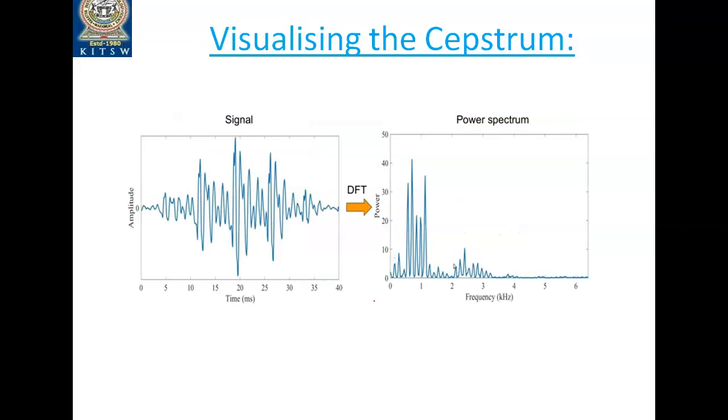Now, how do we visualize the cepstrum? So this is the normal time domain signal x of t.